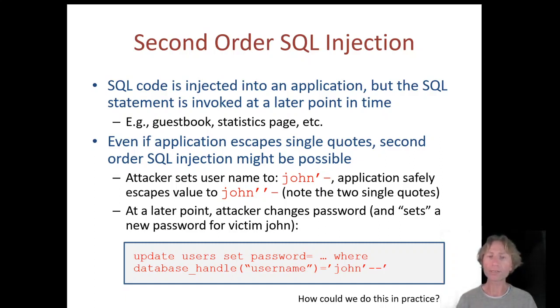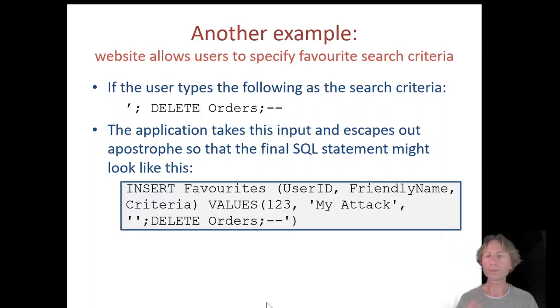Let's have a look at an example. And the example is just a toy example where we have a website that allows users to specify something favorite. So in this particular case, favorite search criteria. And then this is stored in the database and you can select from your favorite search criteria and do your search again, for instance, right?